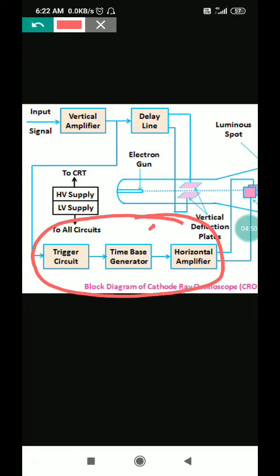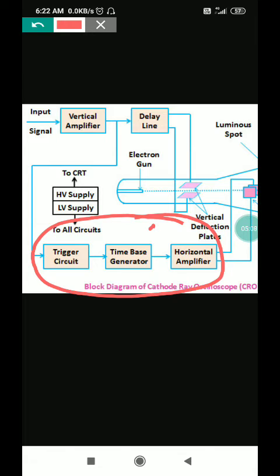So the information about how fast and slow the signal is, that is captured in the horizontal section on the time per division knob. So the time base generator produces a time sweep. It produces a time sweep.